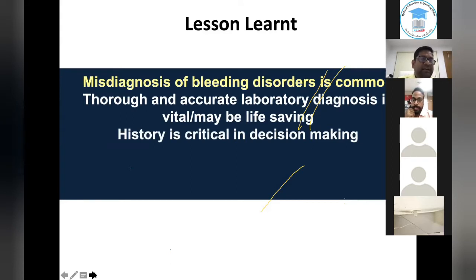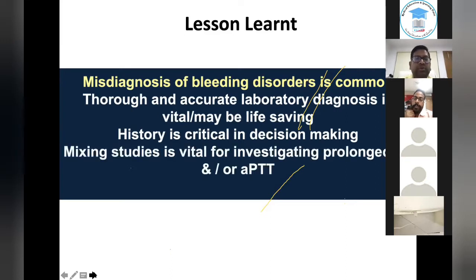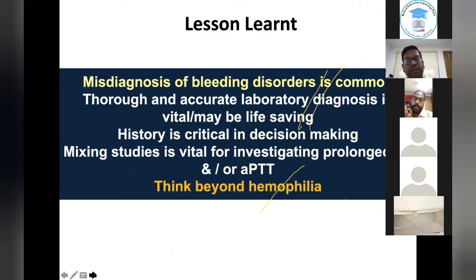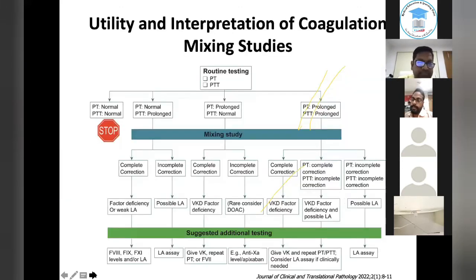History is again critical because here the history shows male and female both are being affected. So you may not be dealing with a hemophilia A. Mixing study is vital for investigating prolonged PT or APTT. And we have to think beyond hemophilia. Scenarios can come. So how do you then interpret mixing study?